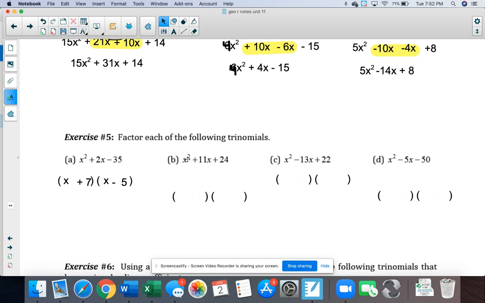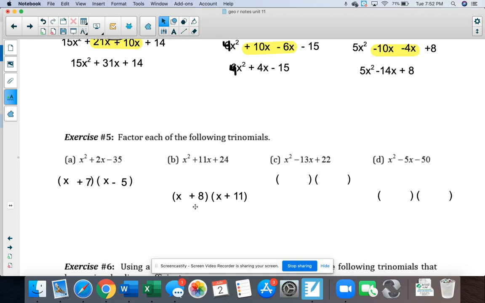So same thing here, x squared. Well, that's going to be x times x. That goes in the first term. What numbers multiply to 24 and add up to 11? Okay, so you can think, all right, 1 and 24, they don't add up to 11. 2 and 12, they don't add up to 11. 3 and 8, oh, 3 and 8. 3 and 8 will give me 11. And now check the signs.